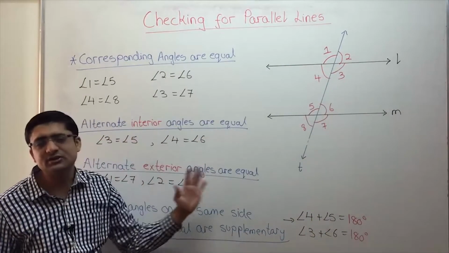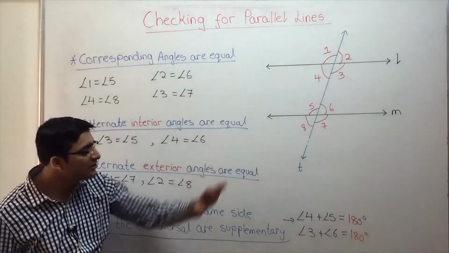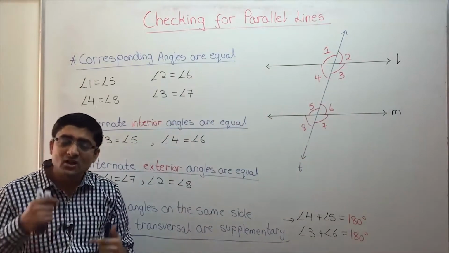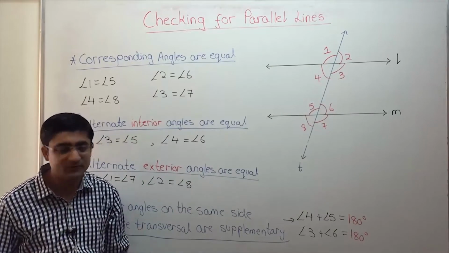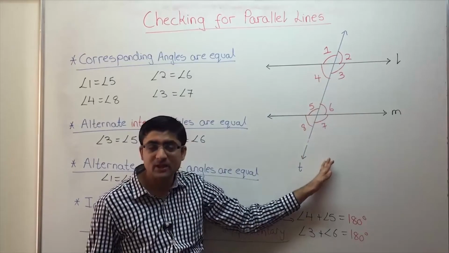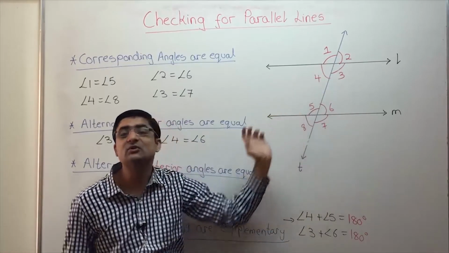So please be absolutely clear with these concepts, right? So whenever we have two parallel lines and a transversal, these things hold. Now in this video, we're going to learn the other way around. That is, let's say I give you two lines L and M and I give you transversal T. Now we have to determine if these two lines are parallel or not.